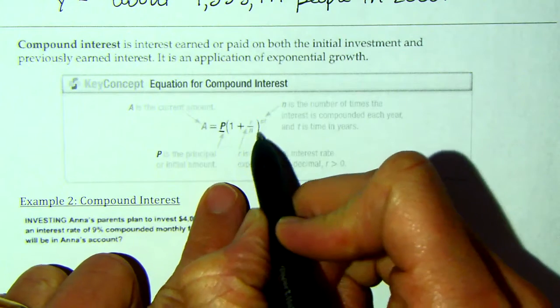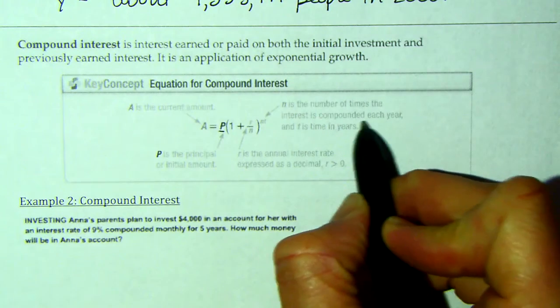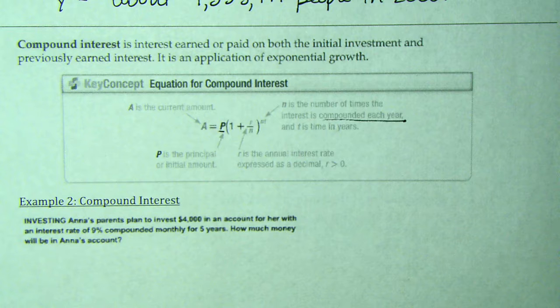Then the 1 plus, check this out, we got a fraction inside of our parentheses. The R, again, is your interest rate. If they give it to you as a percent, you write it as a decimal. And then divided by N, where N is the number of times the interest is compounded in each year. So if they say monthly, N is going to be 12. If they say it's compounded 24 times a year, N would be 24. So you have to get a lot of information.